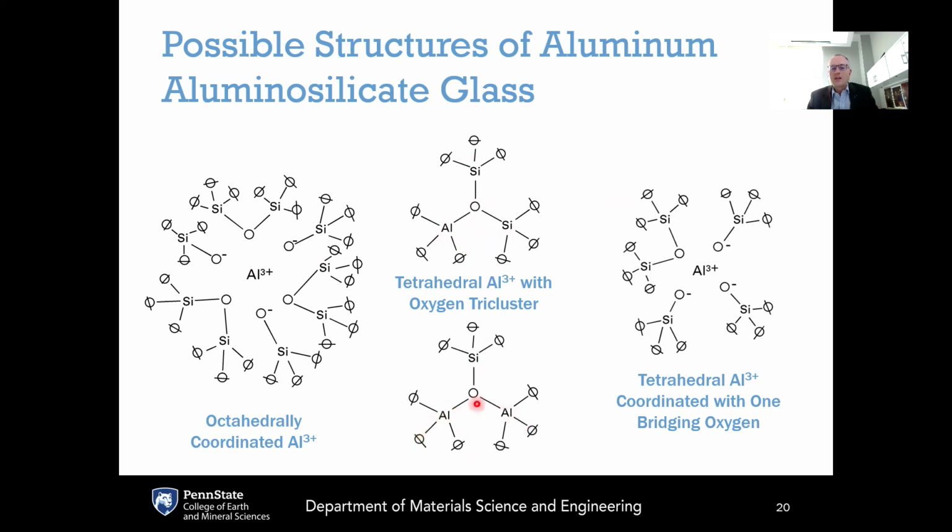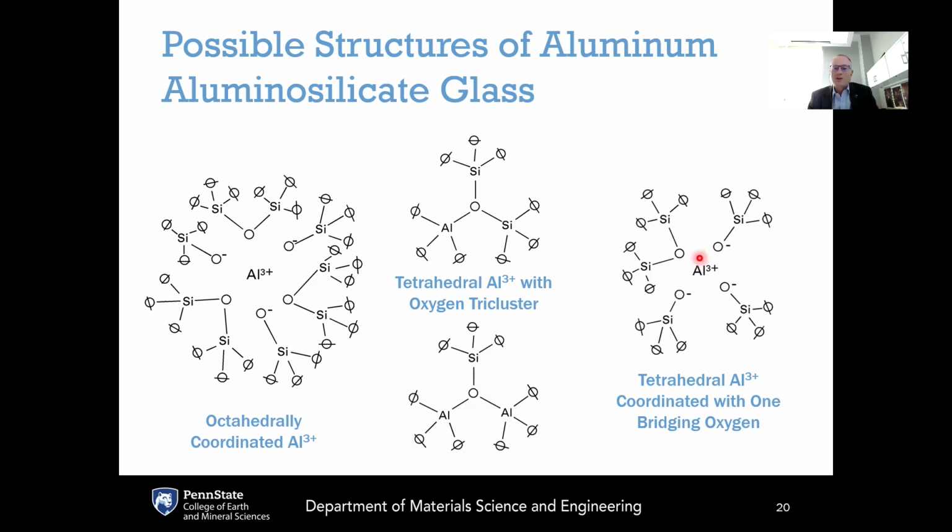There's something in aluminosilicate literature called the aluminum avoidance principle, which states that the aluminum bond is unfavorable. And so this is less likely to occur, but it's still a possibility.